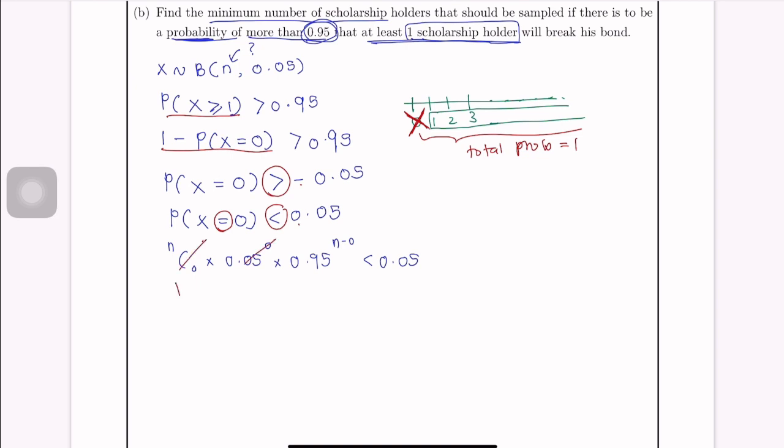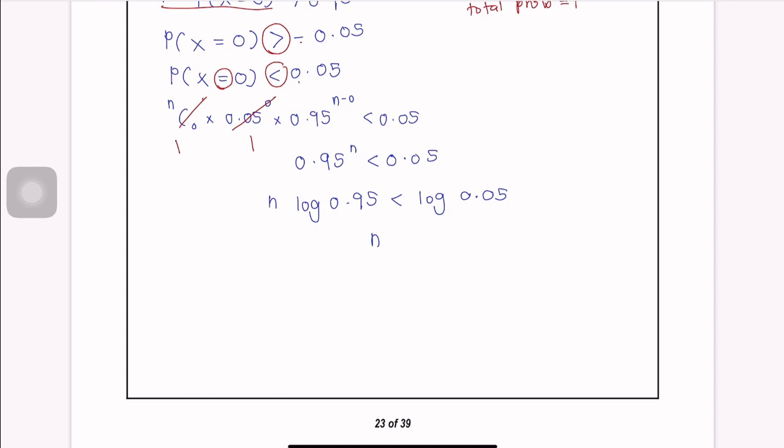0.05 to the power of 0 equals 1. So what we have left is 0.95 to the power of n less than 0.05. Then log both sides so that we can find n. So n log 0.95 less than log 0.05. Then simplify: n greater than log 0.05 over log 0.95.